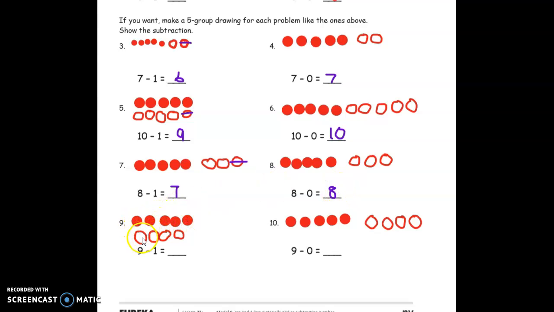5, 6, 7, 8, 9. 9 subtract 1. How many do we need to take away? Correct, we take away 1. We subtract 1. And that gives us how many? 5, 6, 7, 8.